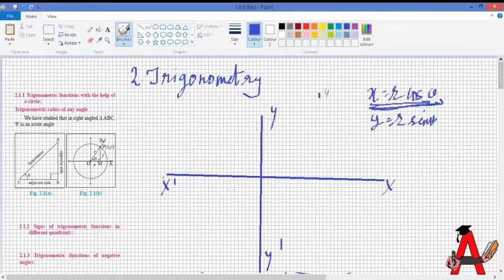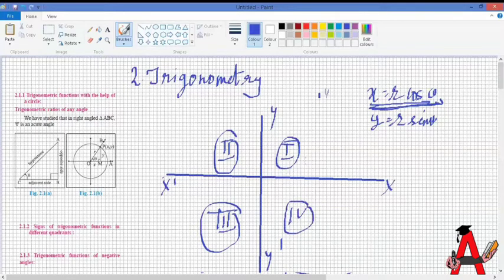But right now the second part says you have to understand what the signs of trigonometric functions are in different quadrants. Now let us understand what the general signs in quadrants are. We know that these are the four quadrants. This is the first quadrant. This is the second quadrant. This is the third quadrant. And this is the fourth quadrant.